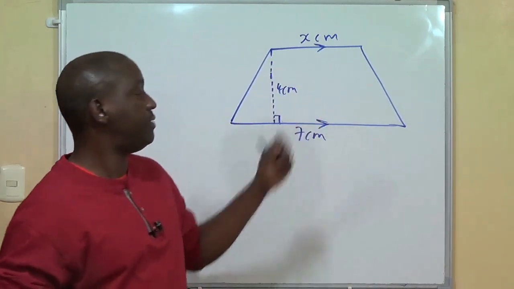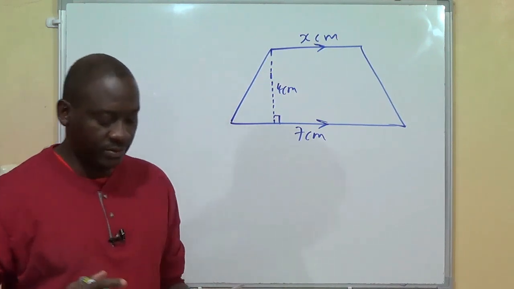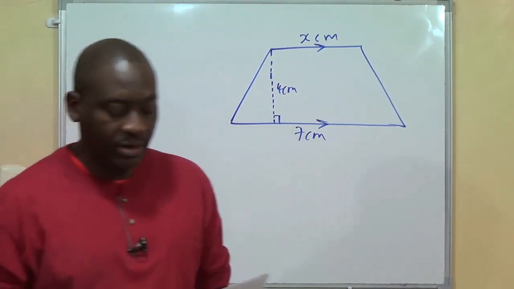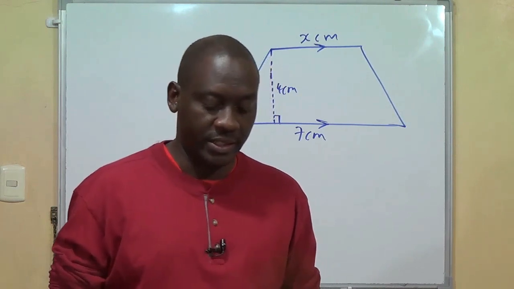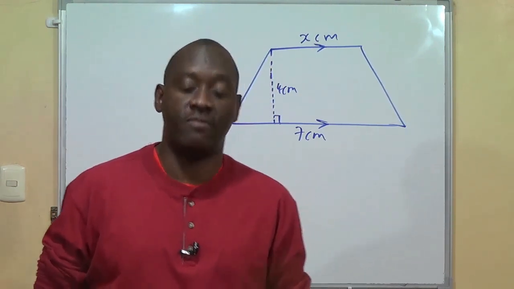Alright, so we have the diagram for the question there, and the question reads as follows. The area of the trapezium above is 22 centimeters squared. What is the value of x?